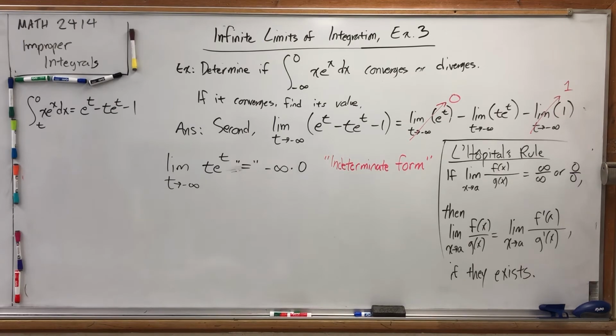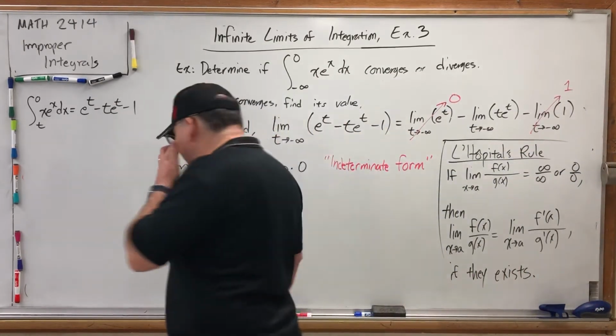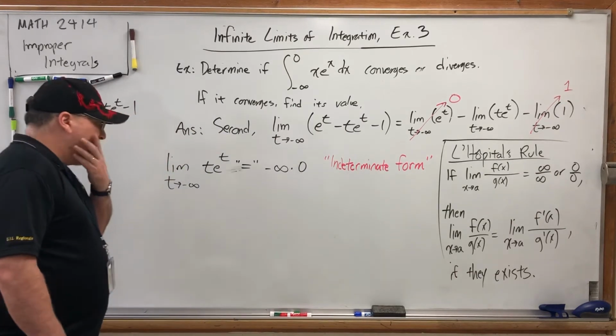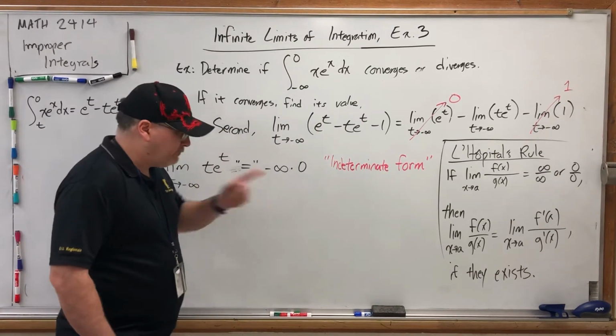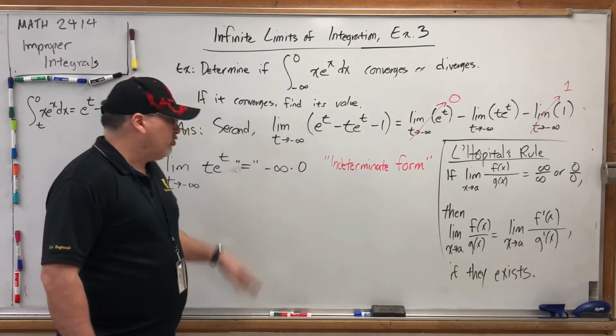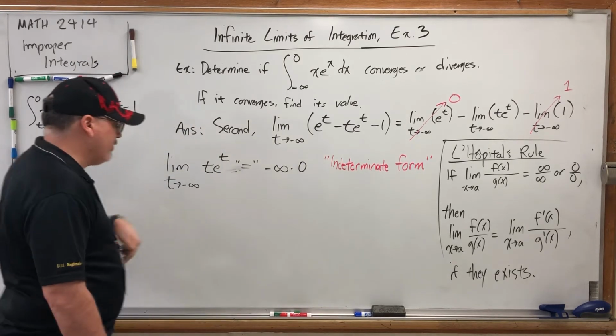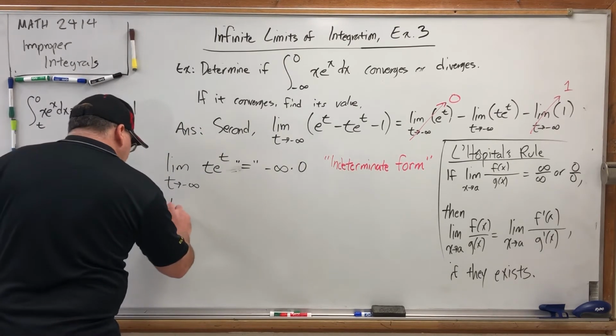So if we can get infinity over infinity or 0 over 0, then we can take the derivative of both sides and try the limit again. But this is a product, not a ratio. So how do you turn a product into a ratio? The answer is write it as one number times the reciprocal, or divided by the reciprocal of the other. So in other words, here's the trick.